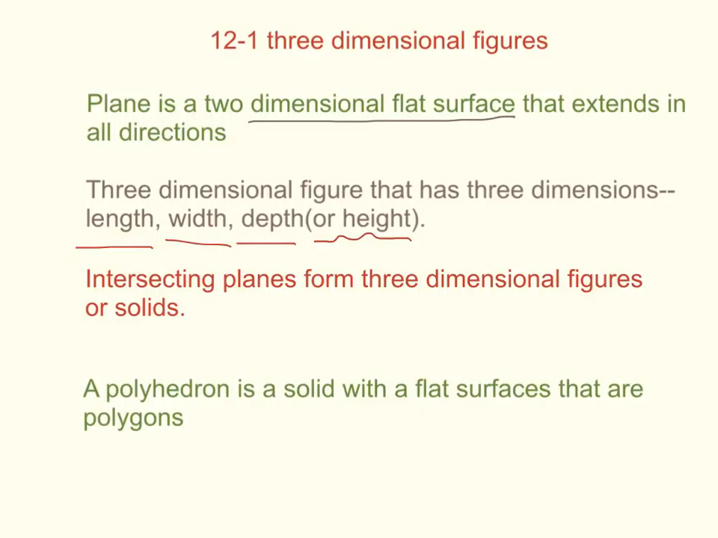Intersecting planes form three-dimensional figures. So when you have a plane, which is a flat surface that extends in all directions, when you have planes that connect together, that's what makes a three-dimensional figure. A polyhedron is a solid whose flat surfaces are polygons. And we're going to talk about some examples of polyhedrons in just a moment.